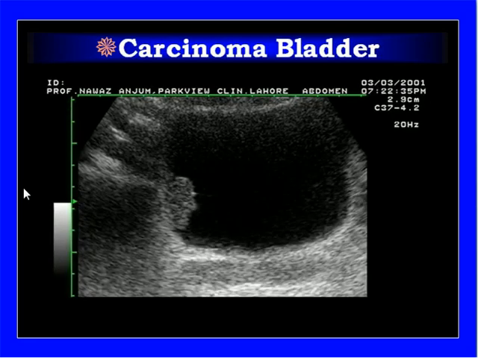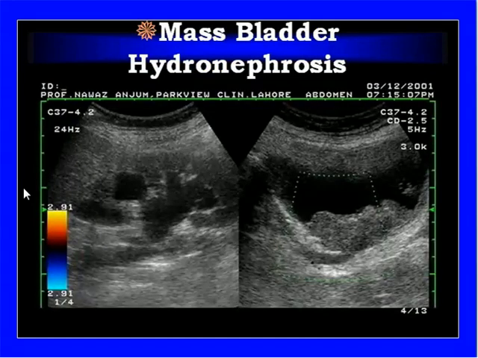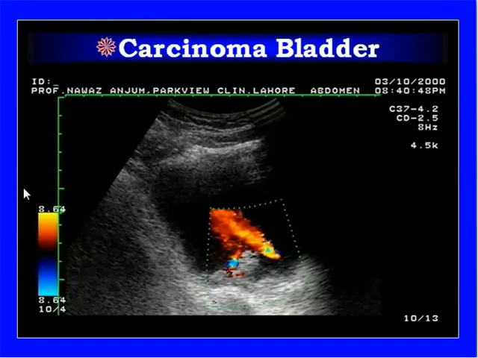This is an ultrasound picture of carcinoma of the bladder. Here you can see a broad-based mass on the right lateral wall of the urinary bladder. Another case, bladder mass, which is present in the region of the trigone and involving the ureter, resulting in proximal hydronephrosis. Carcinoma bladder. Urine jet is coming from the right vesico-ureteric junction adjacent to the bladder tumor.